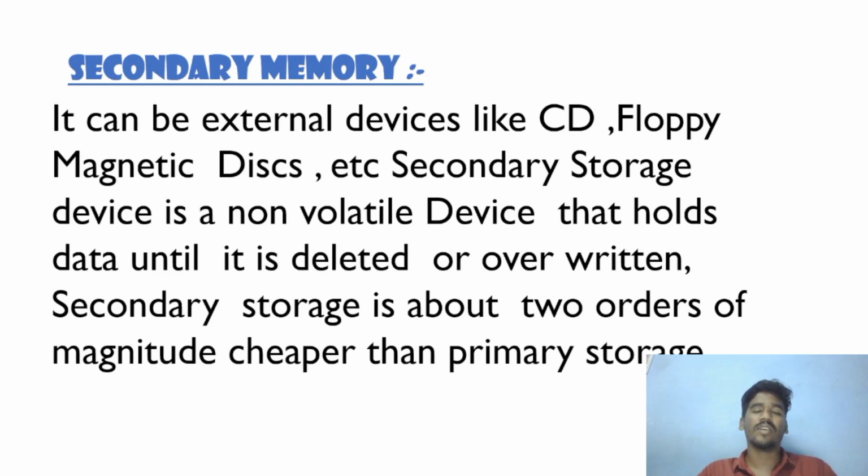And secondary memory. It can be external devices like CD, floppy, magnetic disk, etc. Secondary storage devices are non-volatile devices that hold data until it is deleted or overwritten. Secondary storage is about two orders of magnitude cheaper than primary storage. It is long-term data storage. It stores data for a long time. We store data in devices like CD, floppy, magnetic disks, and other things in secondary storage. It is non-volatile in nature.